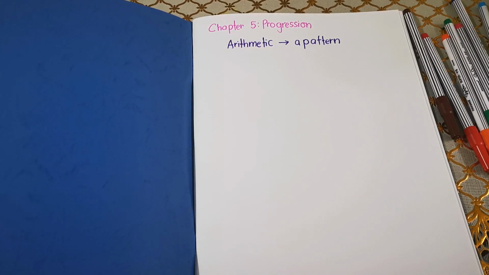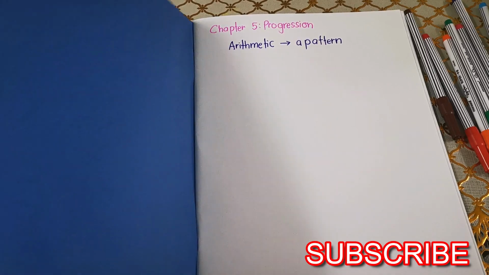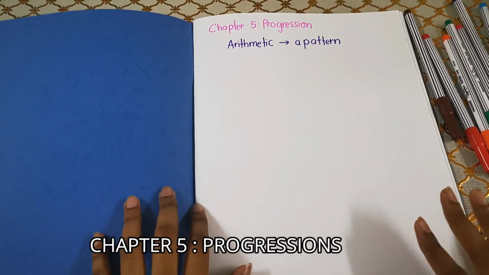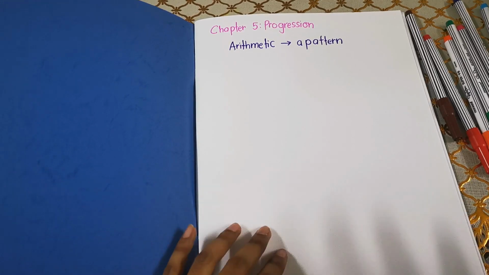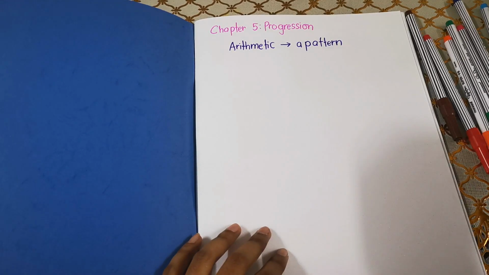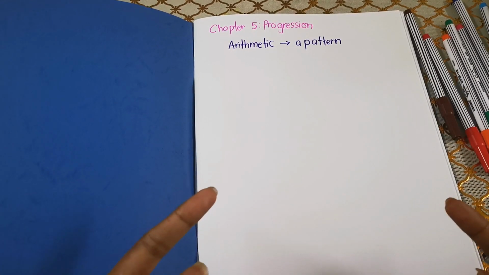Hi guys, welcome to chapter 5 of maths. Chapter 5 is progression, where in this chapter you will learn two main progressions, which are arithmetic progression and geometric progression.